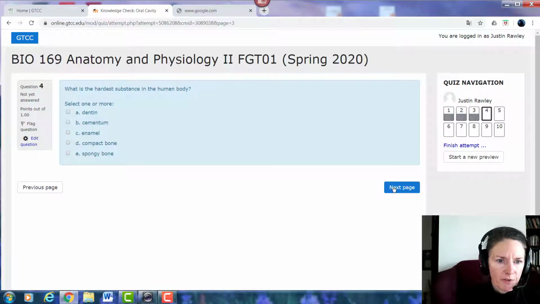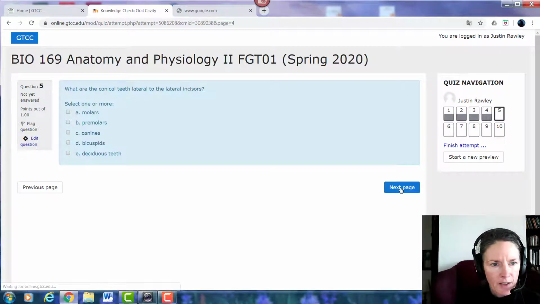What is the hardest substance in the human body? That would be enamel, which is about 96% mineral, mostly hydroxyapatite. What are the conical teeth lateral to the lateral incisors? Those would be the canines, also known as the eye teeth colloquially.